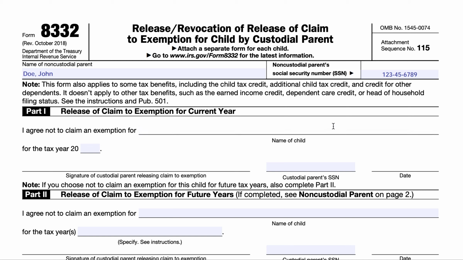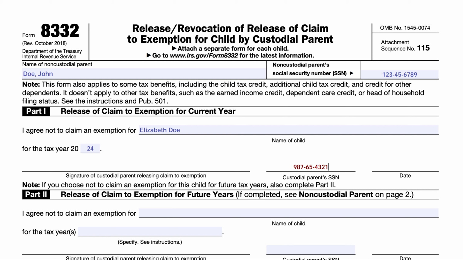Then Mary Jane Doe would complete part one. Let's just say that she's going to not claim the exemption for their daughter Elizabeth for the tax year 2024. So she can write this, she signs it, she enters her social security number and dates the form.